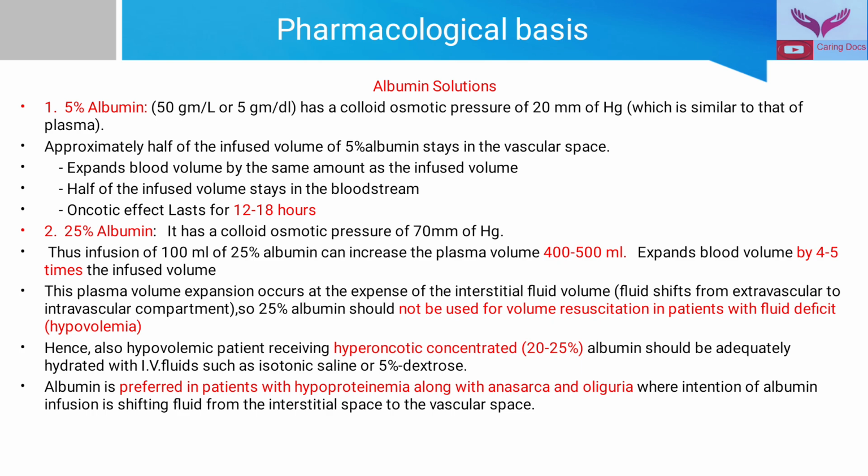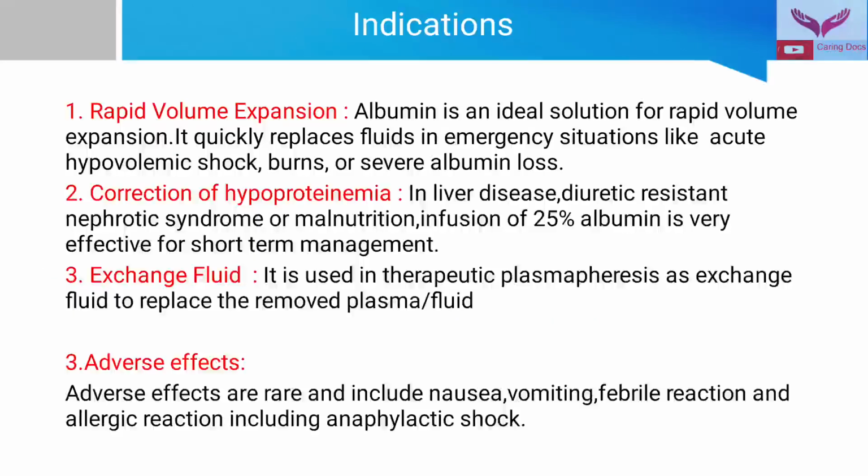And hence, patients with hypovolemic shock or hypovolemia, those who are receiving the hyperoncotic concentrated 20 or 25% albumin should be adequately hydrated with IV fluids such as isotonic saline or 5% dextrose. Albumin is a preferred solution in patients with hypoproteinemia along with anasarca or oliguria, where the intention of the albumin infusion is shifting fluid from the interstitial space to the vascular space.